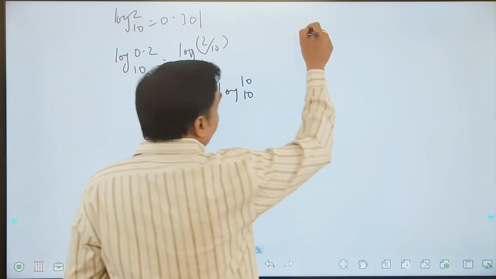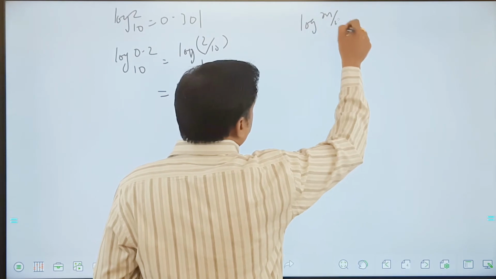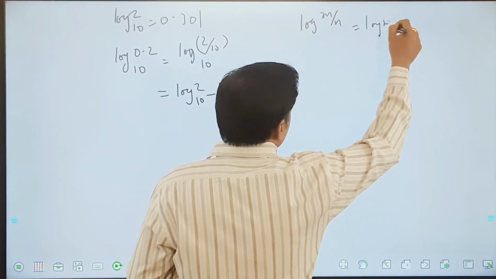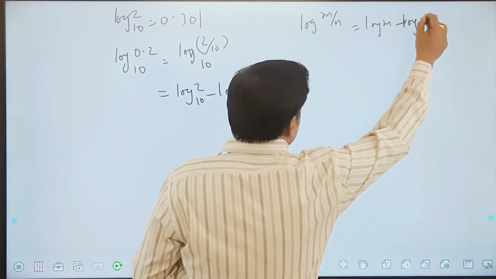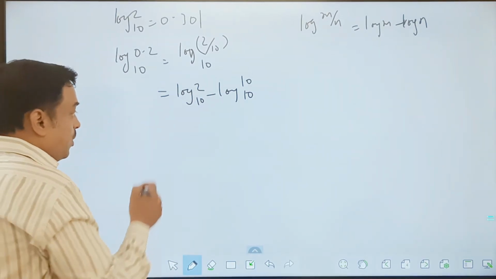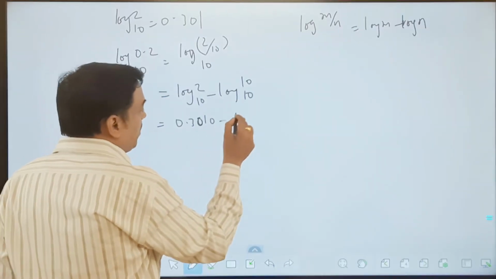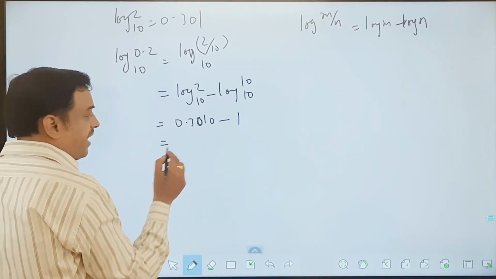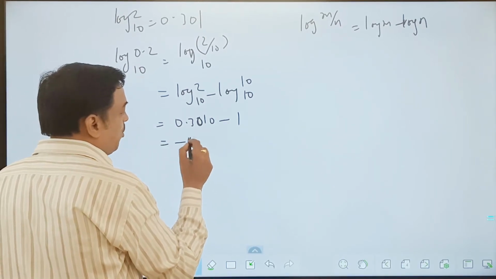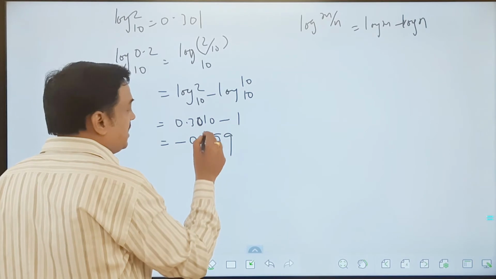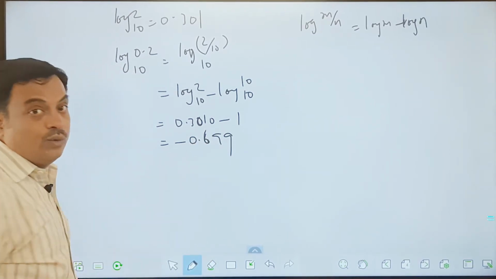I know if I have something in the form of m upon n, that can be written as log m minus log n, right? So I just used that, and now this is going to be 0.3010 minus 1, and finally this is going to be minus 0.699 is the value. Now my value is negative.